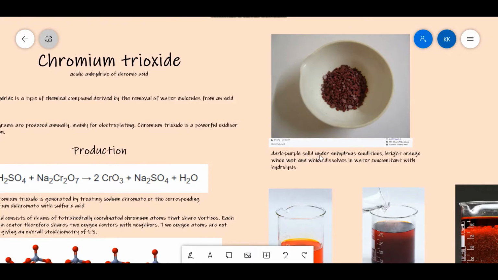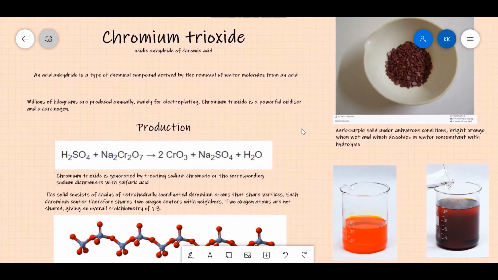It is a dark purple solid under anhydrous conditions, so you can easily get to know that this image was taken under anhydrous conditions. It is bright orange when wet, and it dissolves in water concomitant with hydrolysis. So as it dissolves in water, it hydrolyzes as well.